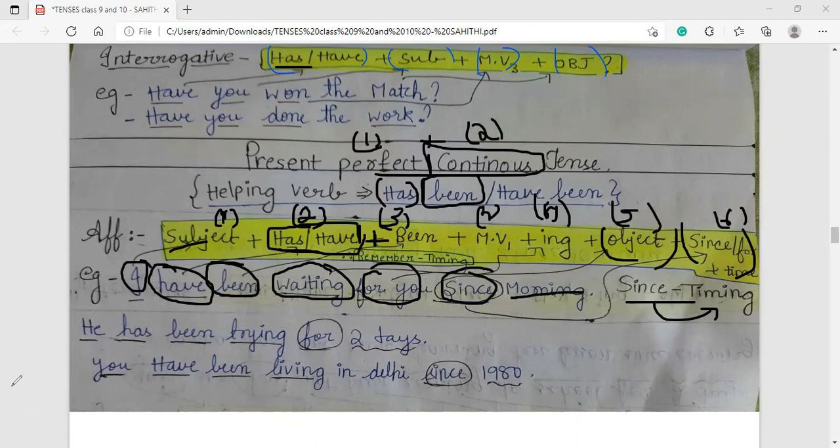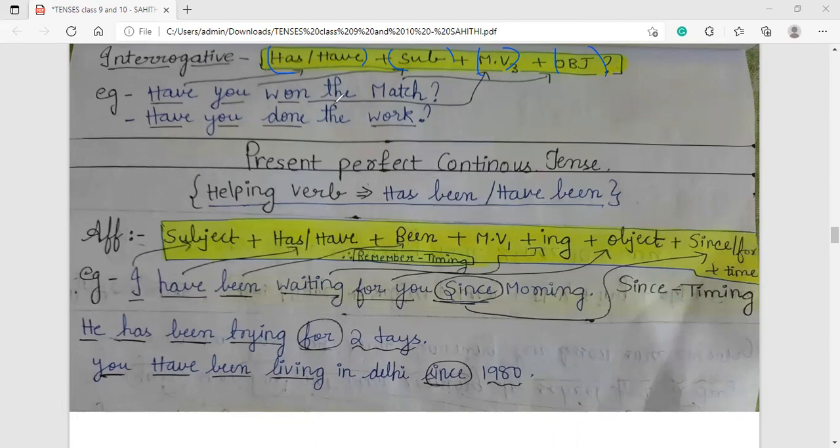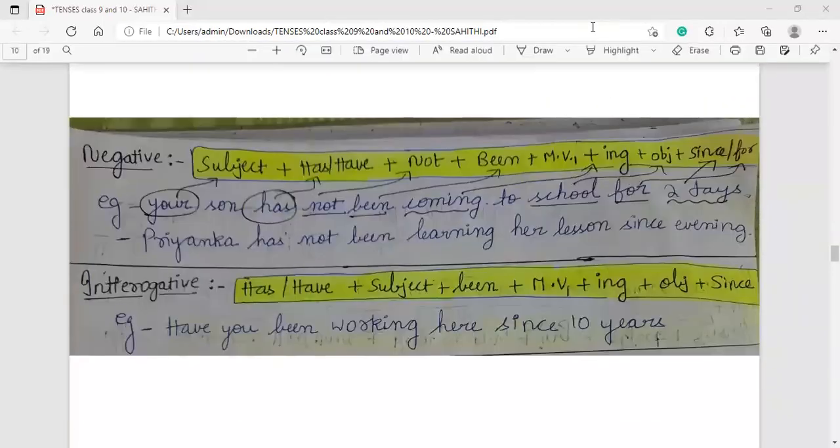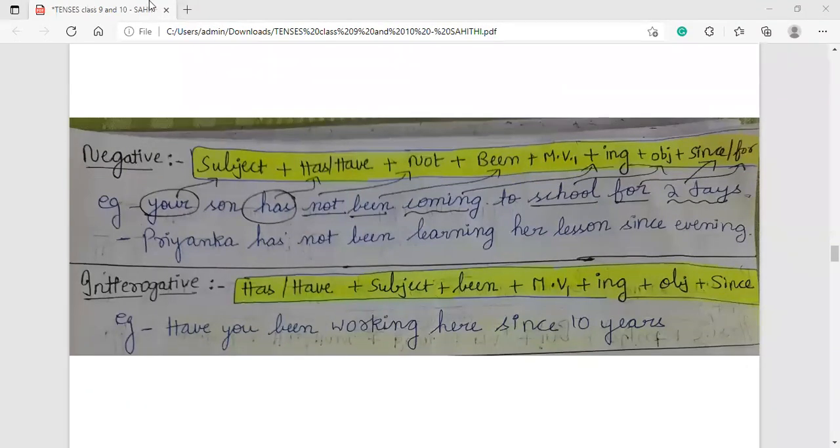Okay, like that. There are also some examples. She has been trying for 2 days. You have been living in Delhi since 9. Okay, so this is not that confusing, it is so easy. Now the last part, that is negative and interrogative. So this is the last slide which we are going to talk about.